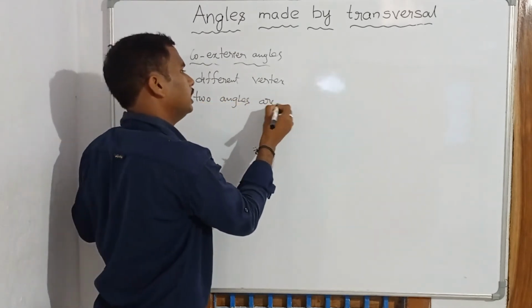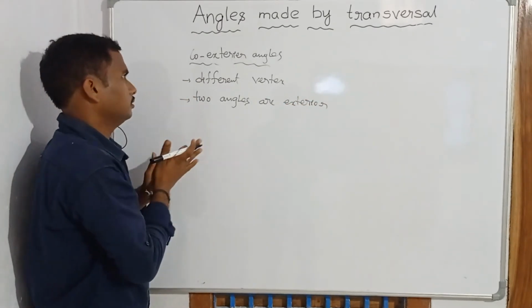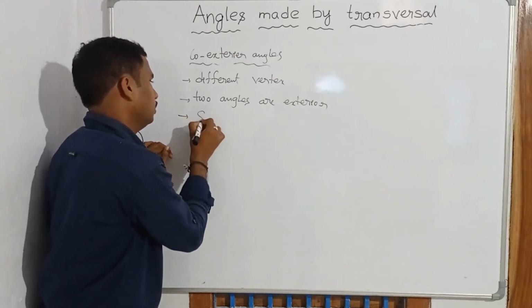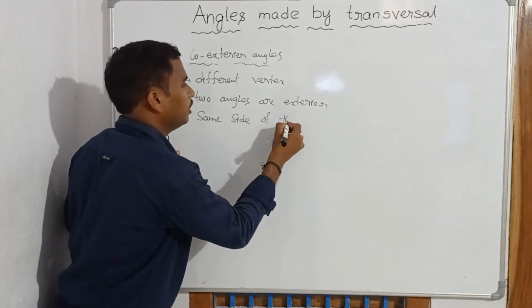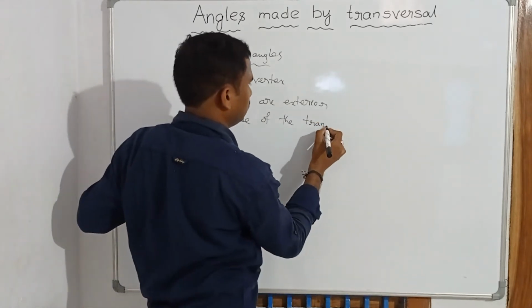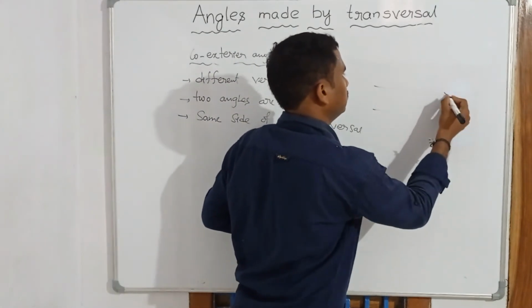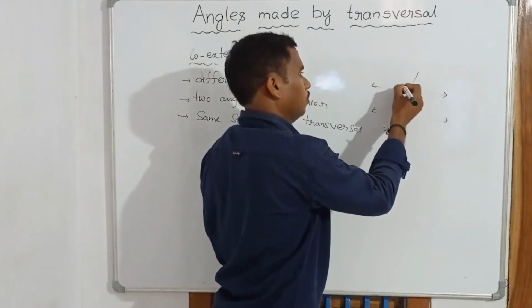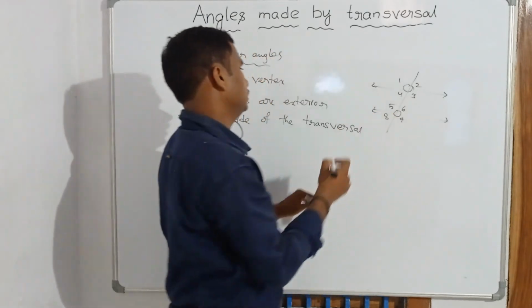Two angles are exterior. Next, same side of the transversal. For example, see this: 1, 2, 3, 4, 5, 6, 7, 8.